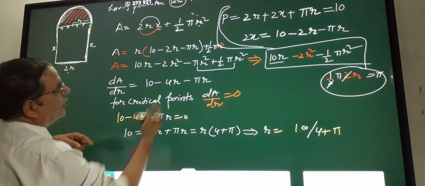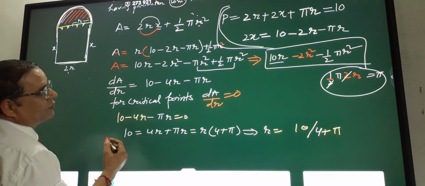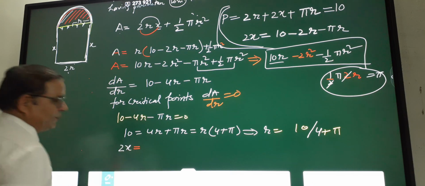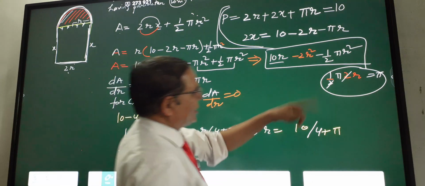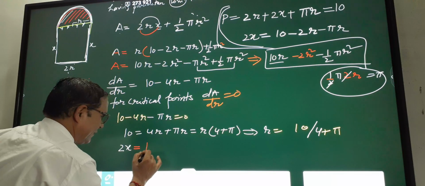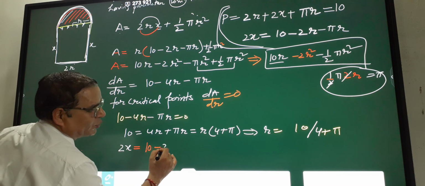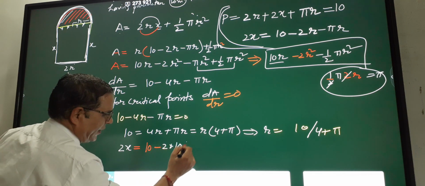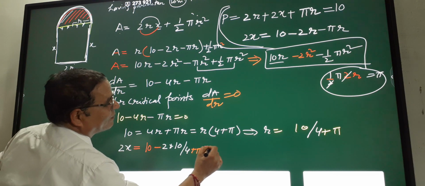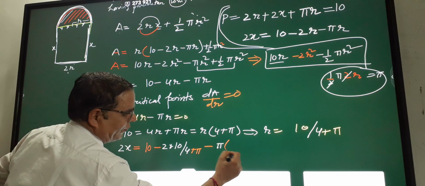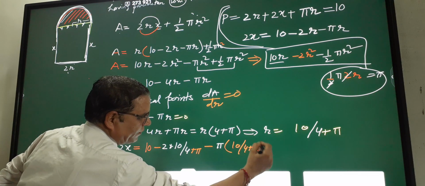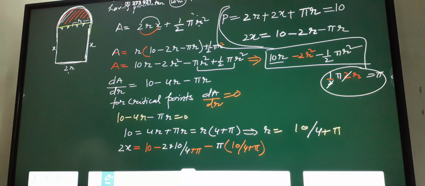So now see, this is the relation: 2x equal to, where this is the value of r. So we'll place this one: 10 minus 2 into 10 upon 4 plus pi, minus pi r, pi into 10 upon 4 plus pi. This is the value of 2x, clear?